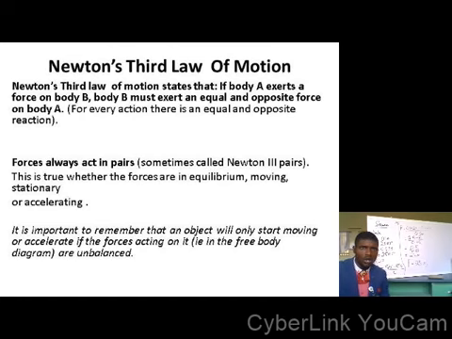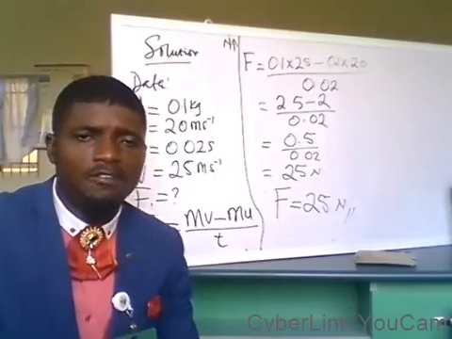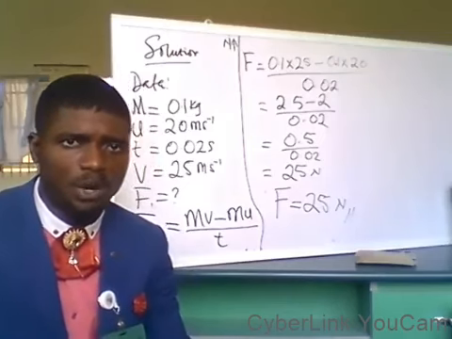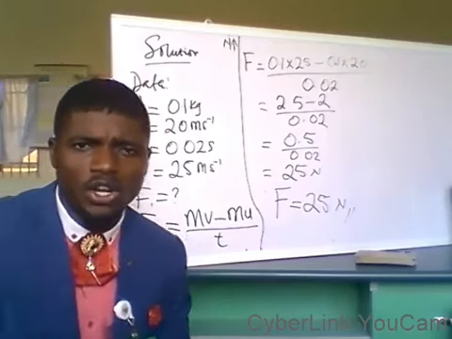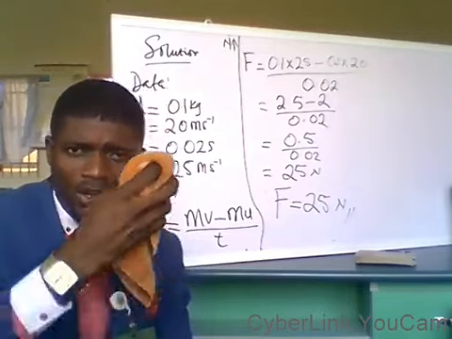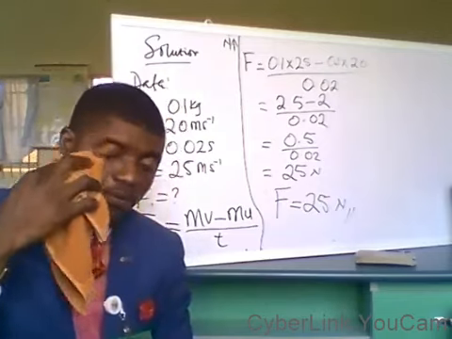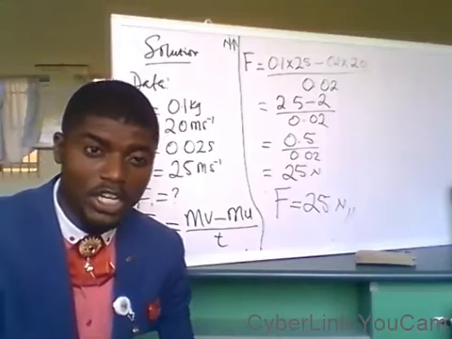Newton's third law of motion. Newton's third law of motion states as follows. We don't have time, let's try and finish up. It states as follows: if a body A exerts a force on body B, then body B must exert an equal and opposite force on body A. That is, for every action there is an equal but opposite reaction. Force always acts in pairs.